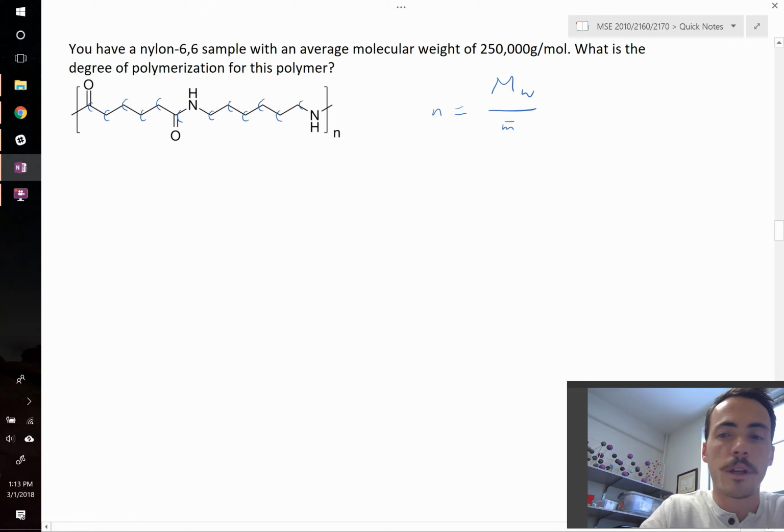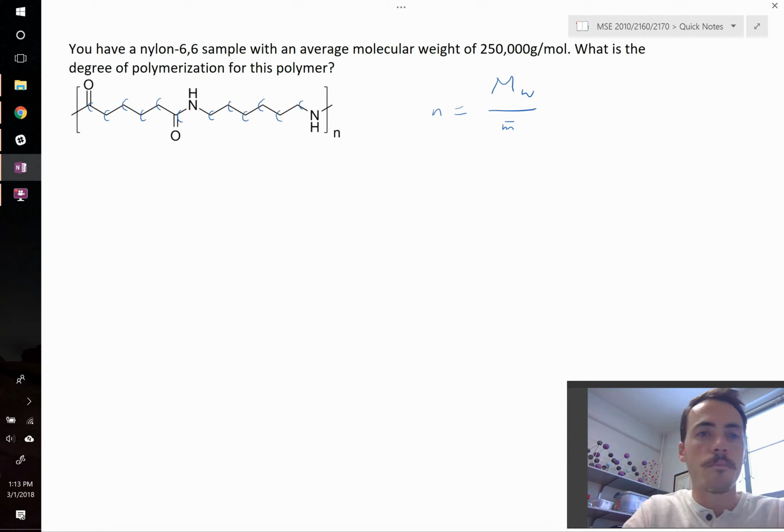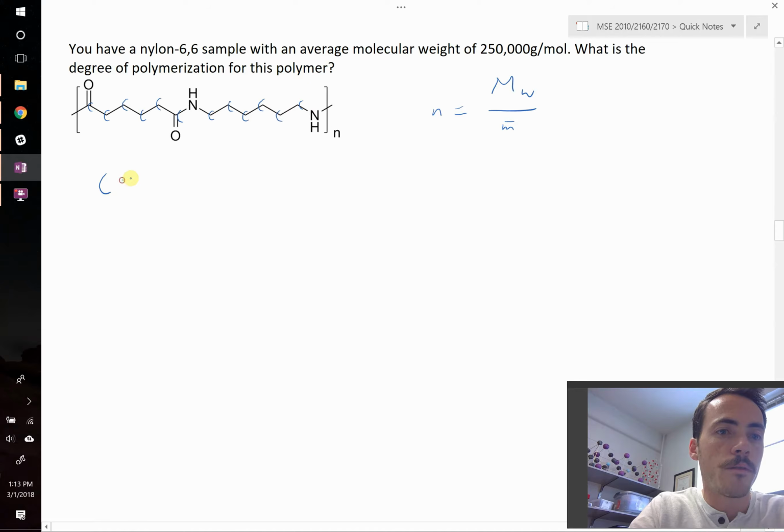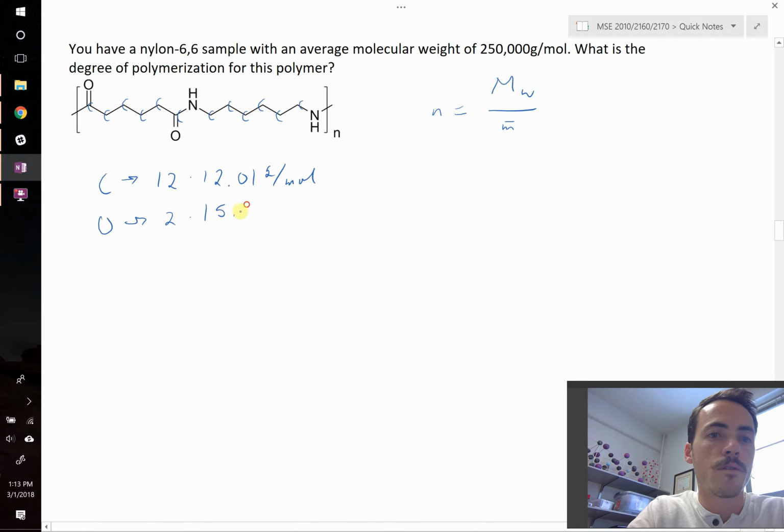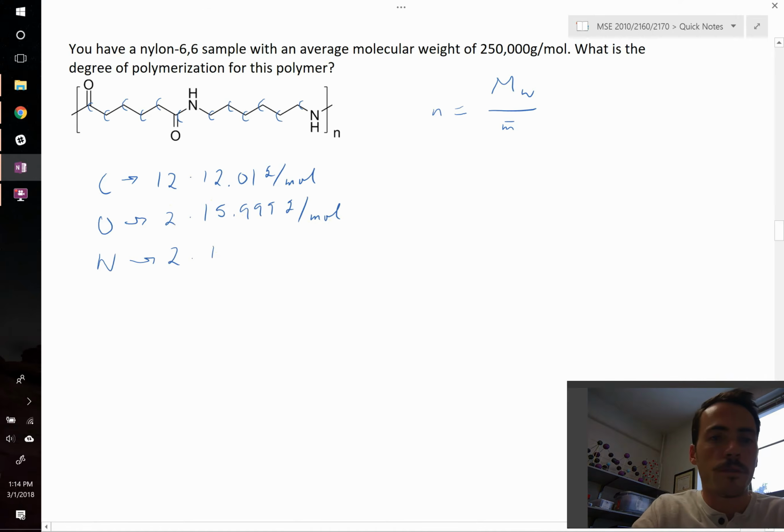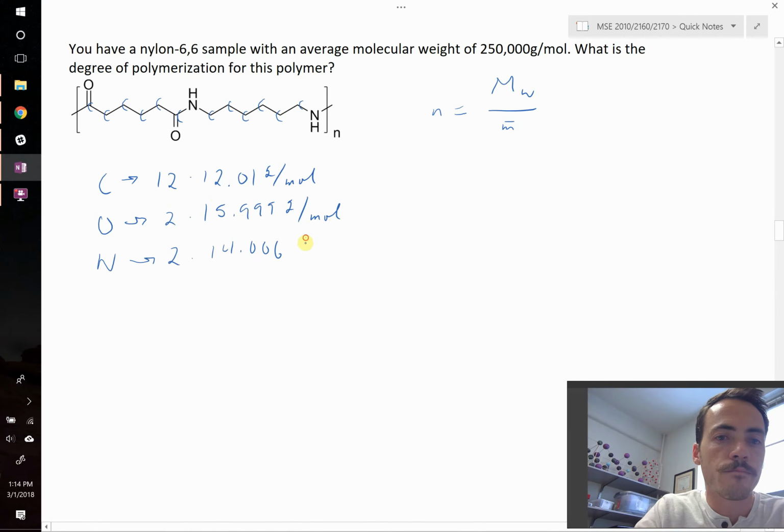So we can go ahead and count up how many carbons, nitrogens, oxygens, hydrogens, everything in there. So let's start with carbons. Carbon, we have 12 of them, and they're each multiplied by 12.01 grams per mole. Now let's move to the oxygens. Oxygens, we have 1, 2 labeled. So there are 2 of those, and they're each 15.999 grams per mole. Now let's move to the nitrogen. Nitrogen, I count 2 of those as well, and they're 14.006 grams per mole.